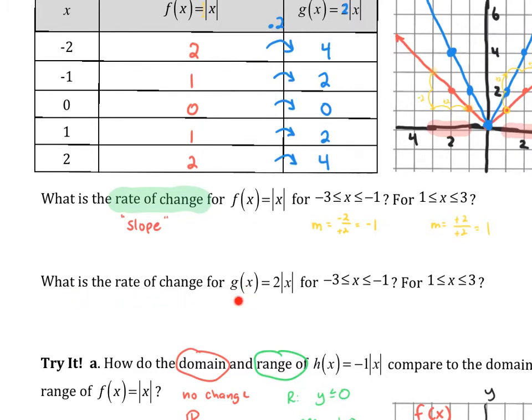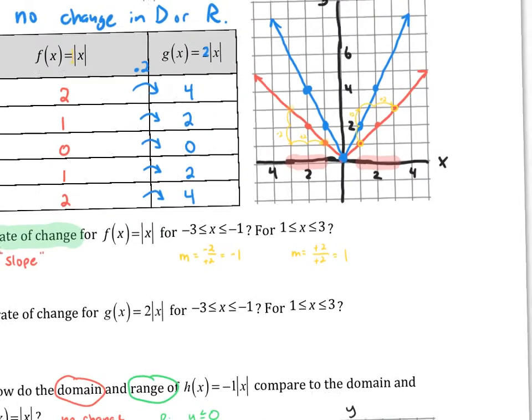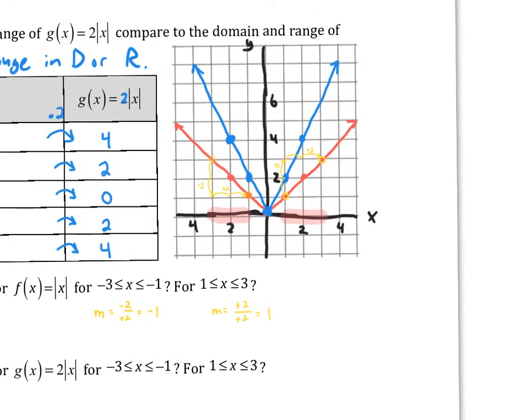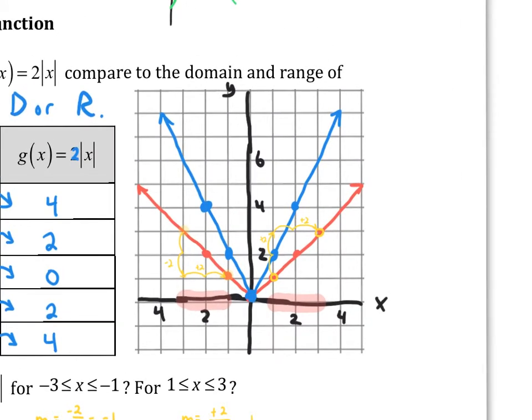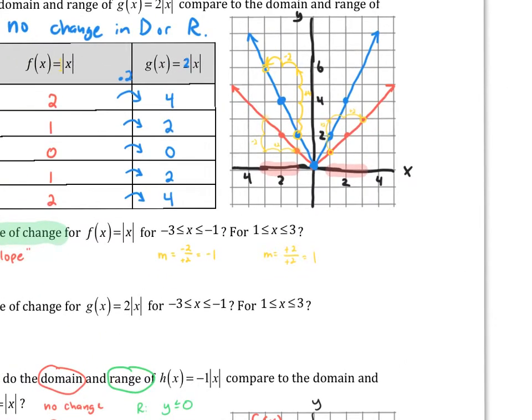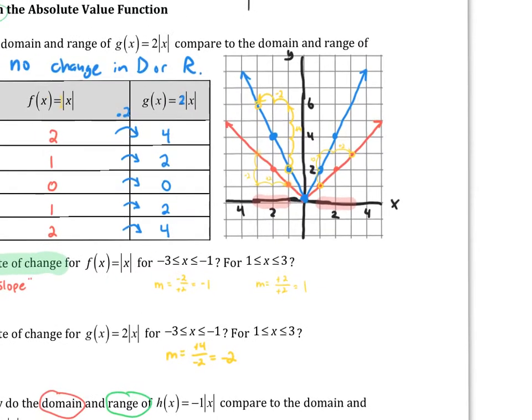What is the rate of change for g of x equals 2 times the absolute value of x for the same regions? So I've already marked those regions out, so now I'm going to count them differently. So let's see here. If I count this one out, and I'm going to start at this one and go up to here, so that goes up 1, up 2, up 3, up 4, so that's up 4, and left 1, left 2. So up 4, left 2, so the slope is up 4, left 2, which is -2.